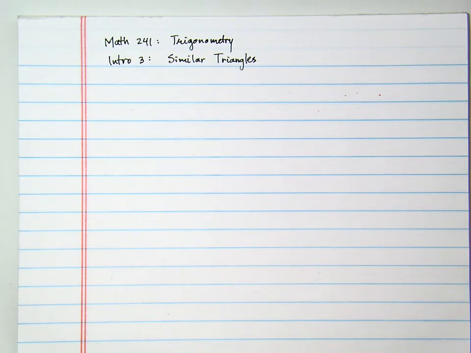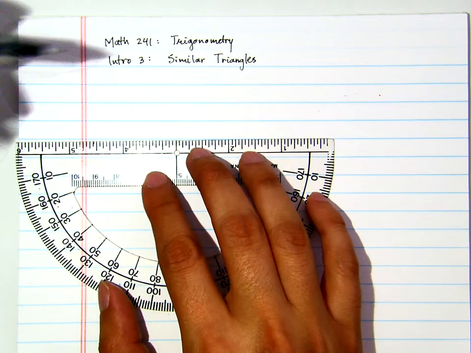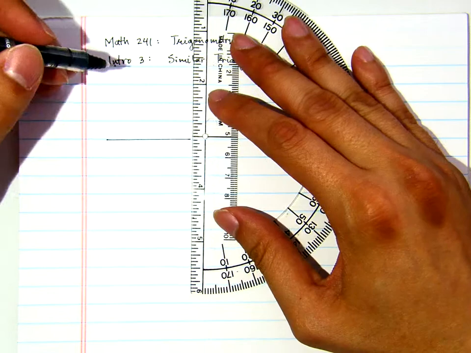The following is the third introduction to Math 241 Trigonometry. In this section, we will discuss the use of similar triangles in trigonometry. Similar triangles is something we learn in geometry, but here we will see what is the use of similar triangles in trigonometry.